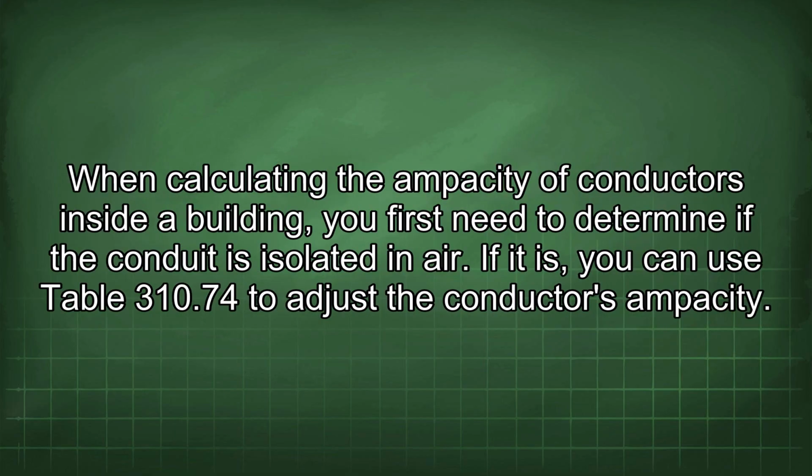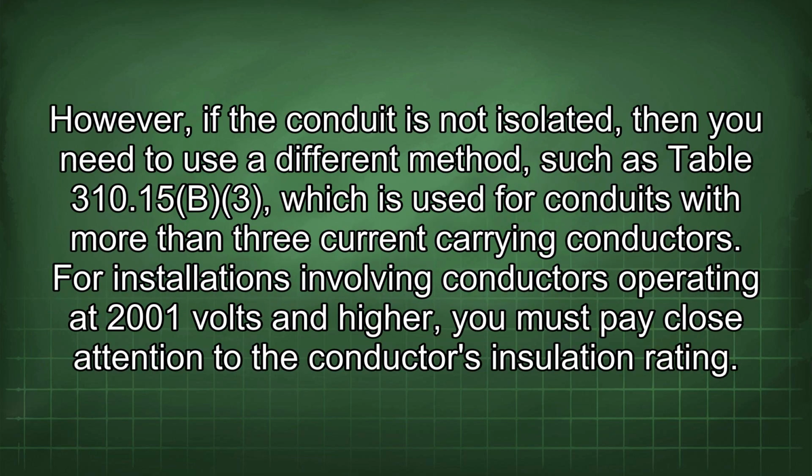When calculating the ampacity of conductors inside a building, you first need to determine if the conduit is isolated in air. If it is, you can use Table 310.74 to adjust the conductor's ampacity. However, if the conduit is not isolated, then you need to use a different method, such as Table 310.15(B)(3), which is used for conduits with more than 3 current-carrying conductors.